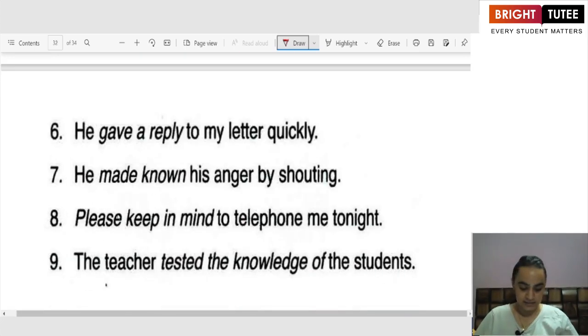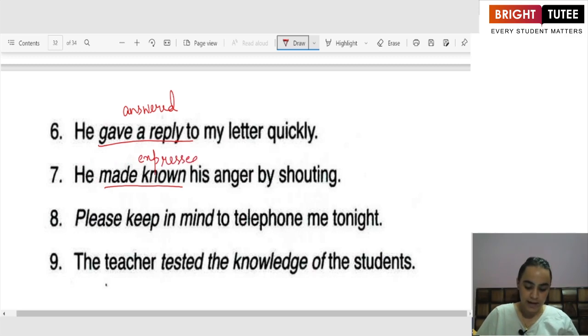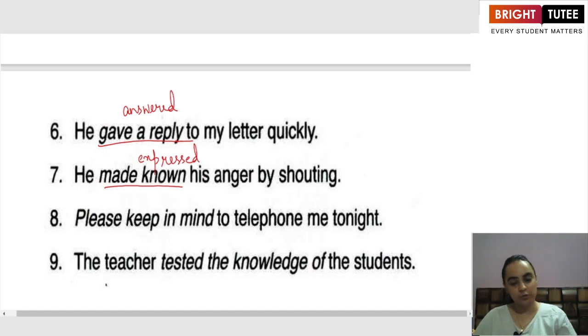The next sentence, he gave a reply to my letter quickly. So gave a reply. He answered my letter. He made known his anger by shouting. So made known his anger. What can I replace it with? He expressed his anger by shouting. So like this, dear students, you are going to do the rest of the sentences as well. Okay.